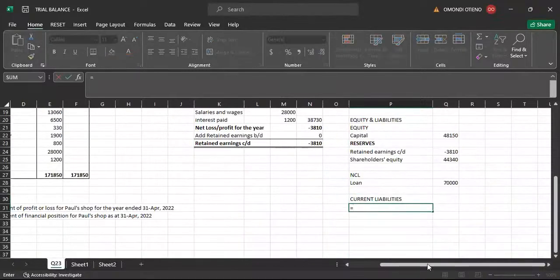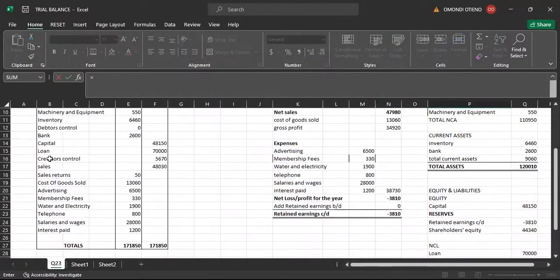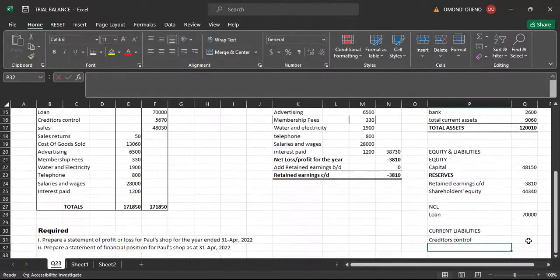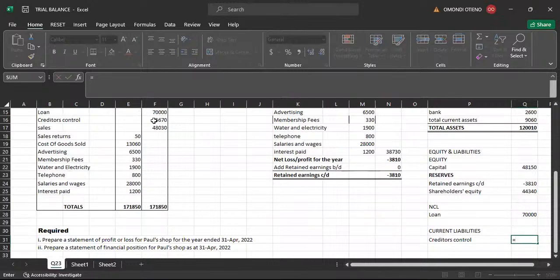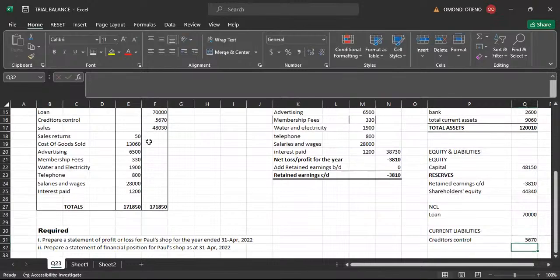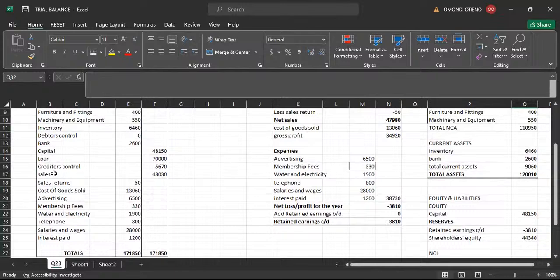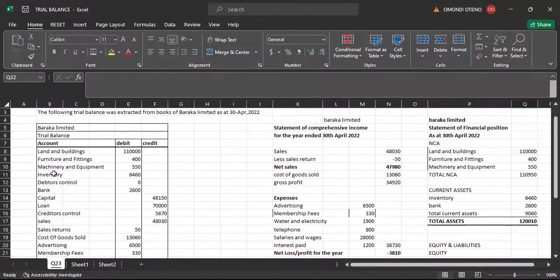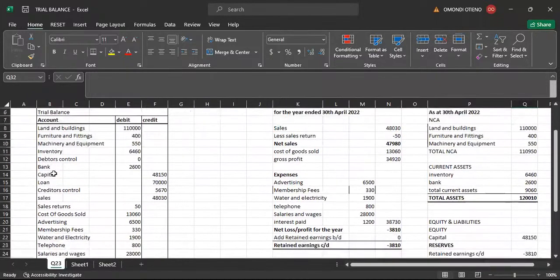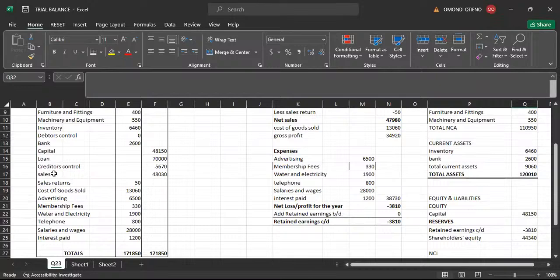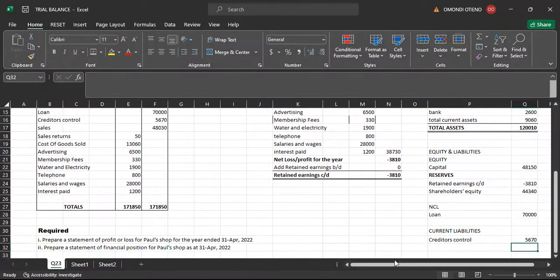So under current liabilities, we pick the figure that we are being given by Fozia here. The first item there is credit control, which is equivalent to 5670. Any other current liability? Of course, accrued expenses could have been placed there. Do we have any other that is remaining? Do you have any that have skipped? I think we've captured all.